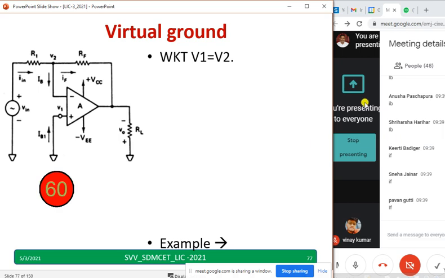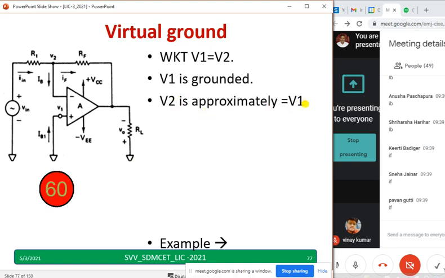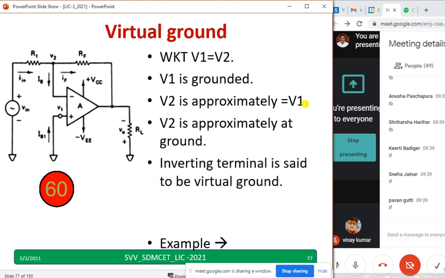So virtual ground is a very important concept one should understand, and we know V1 equals V2 always, because the op amp gain is infinity, hence we say V1 is always equal to V2. This is one concept, virtual ground. When V1 is grounded, then V2 is approximately equal to V1. In our whole derivation in this subject you have to remember this. And V2 is approximately at the ground because both should be nearly equal. The inverting terminal is said to be virtual ground.